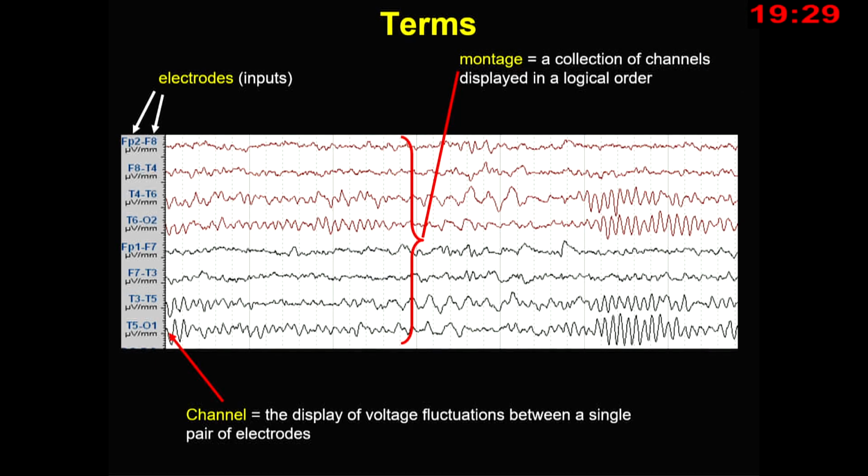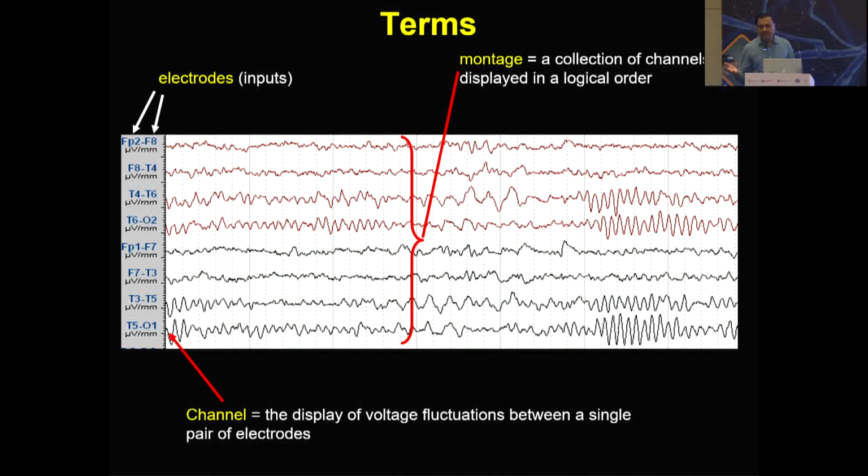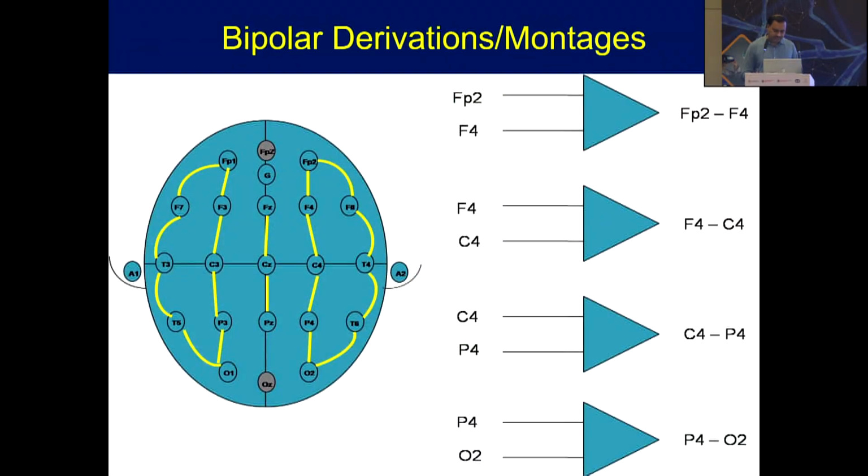And when these channels are connected in a particular logical manner, in a particular sequence, it is known as the montage. So you can connect any electrode to any electrode in any sequence, and you will get a signal, isn't it? But for standardization purposes and for maintaining uniformity, these montages have been developed, where there is a particular sequence of connecting these electrodes.